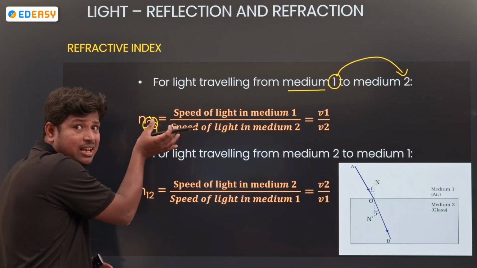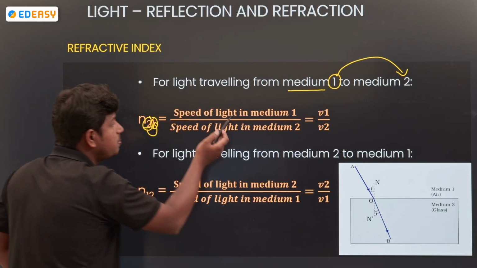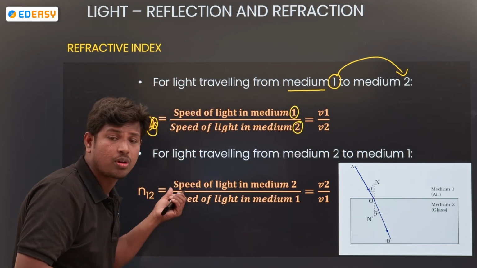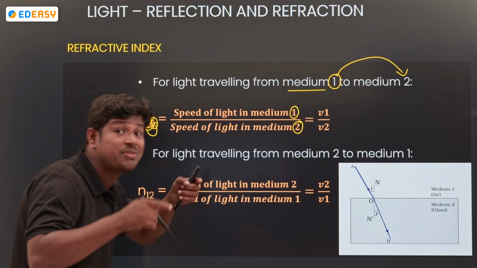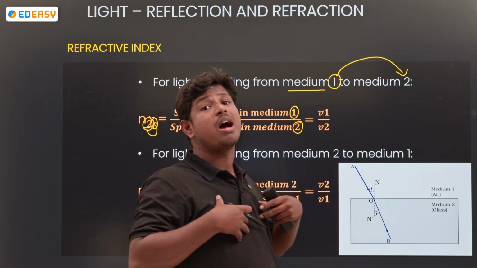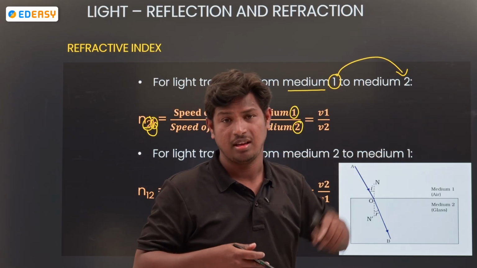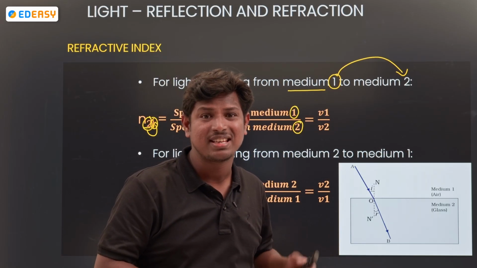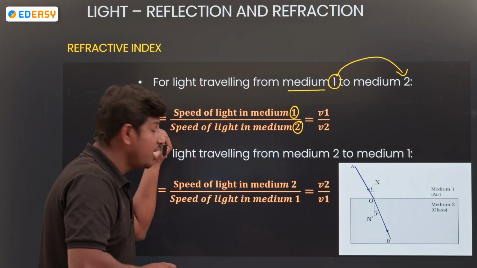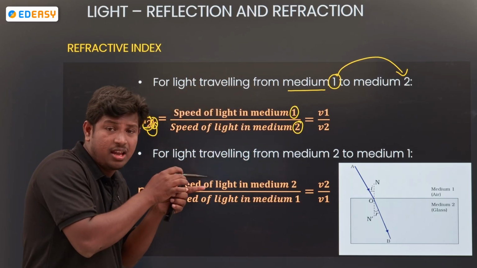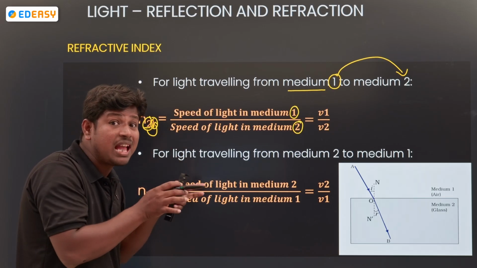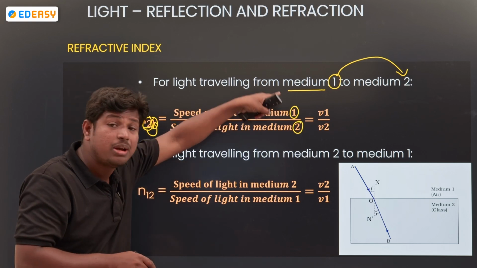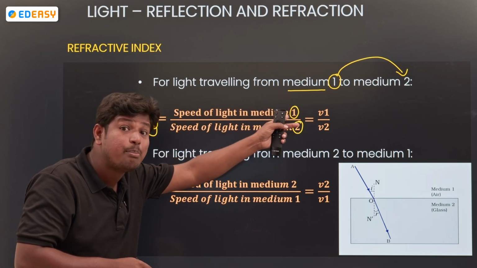So how can we calculate that ratio? Speed of light in medium 1 divided by speed of light in medium 2. How can you calculate the refractive index of the second material? I am getting good marks in physics compared to my friend because I am following these classes. Here the comparison is there. So here also the second medium is refracting with respect to the first medium. How can we calculate the refractive index of the second medium with respect to the first? Speed of light in medium 1 divided by speed of light in medium 2.